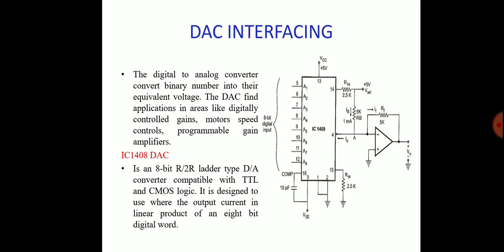Now, the important electrical characteristics of the IC 1408: the reference current is 2 milliamps and the supply voltage is 5 volt VCC and minus 15 volt VEE. Settling time is 300 nanoseconds. Full scale output current is 1.992 milliamps. Accuracy of the IC 1408 is 0.19%.